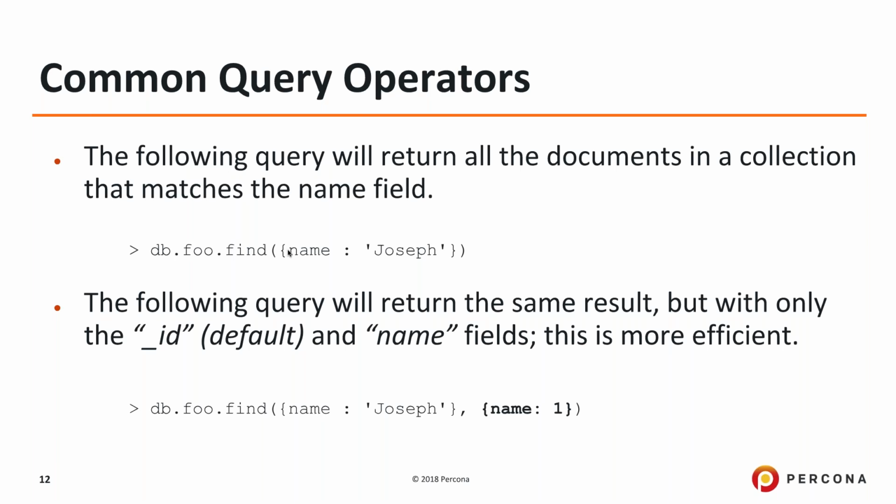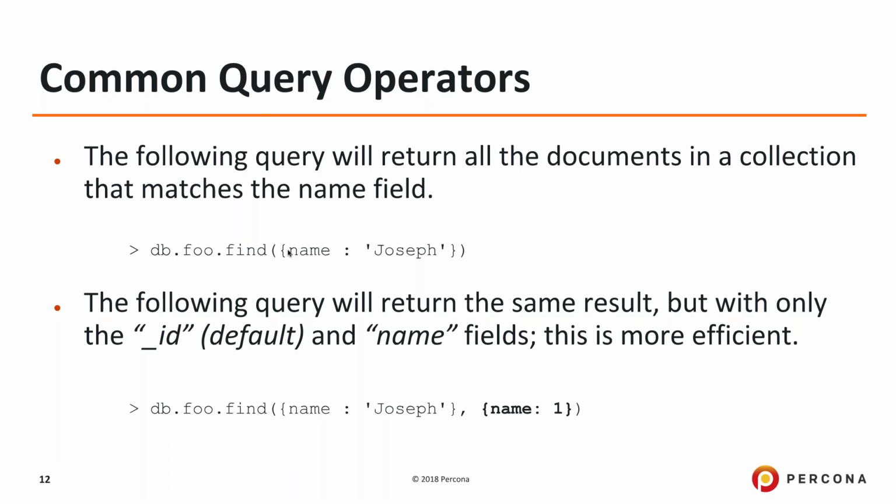That's going to return the entire document, and if there are many documents with the name Joseph, it's going to return all of those documents. MongoDB documents can be up to 16 megabytes in size. So sometimes you don't really want to return the entire document if it's very large in storage, if you only wanted one piece of that document.